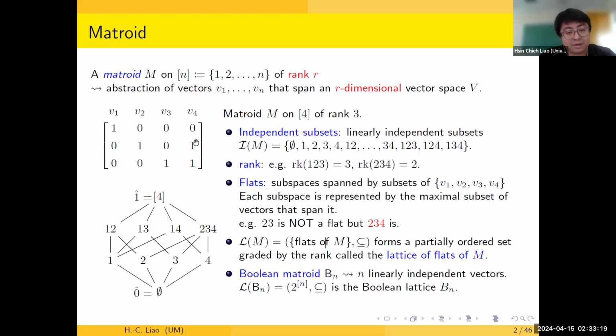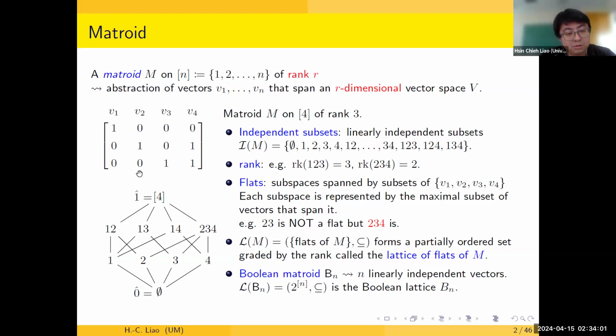And when we have a matroid like this, we can talk about an independent set of a matroid. In this case, you can think of it as all the linearly independent subsets of these 4 vectors, and we record their corresponding labels. So the collection of all independent sets is: the empty set, all the singletons, all the 2-subsets, and also 1, 2, 3, which is an independent set, 1, 2, 4, and so on.